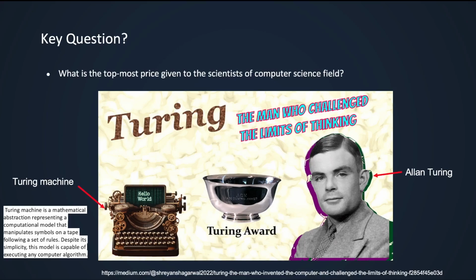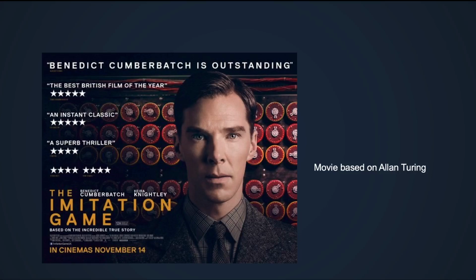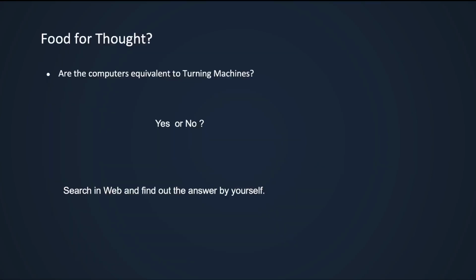He is the person who invented the Turing machine. There is a movie called Imitation Game, which is based on the hero Alan Turing. If you haven't watched it, please watch it. The second question I want to ask is, are today's modern computers equivalent to Turing machines? Yes or no? Please stop this video. If you do not know, please search on the web and try to find out. This information is very useful for all of you.